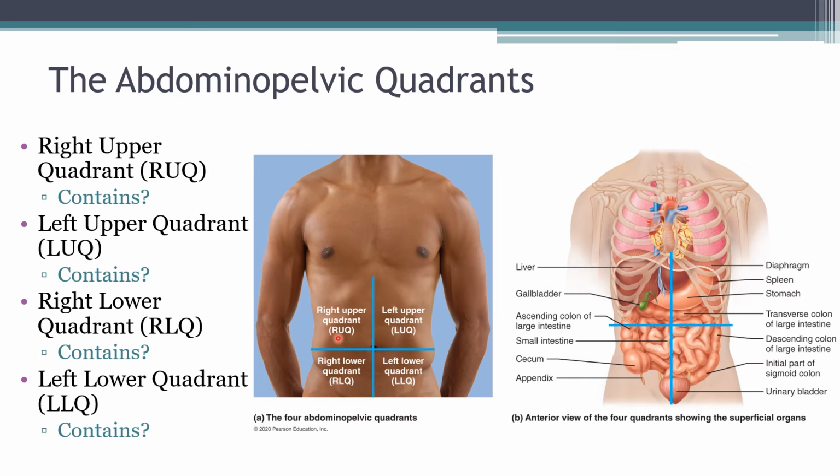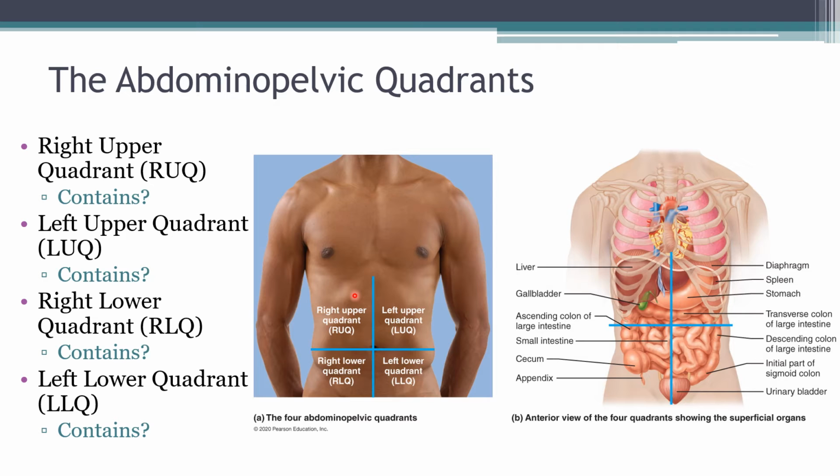So you have a right upper quadrant, you have a right lower quadrant, a left upper quadrant, and a left lower quadrant. And sometimes people use the abbreviation. So right upper quadrant would be RUQ, right lower quadrant would be RLQ, left upper quadrant would be LUQ, and left lower quadrant would be LLQ.